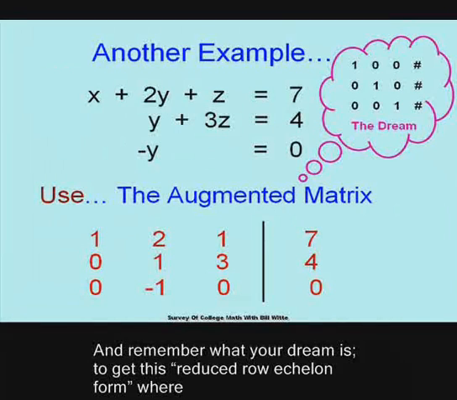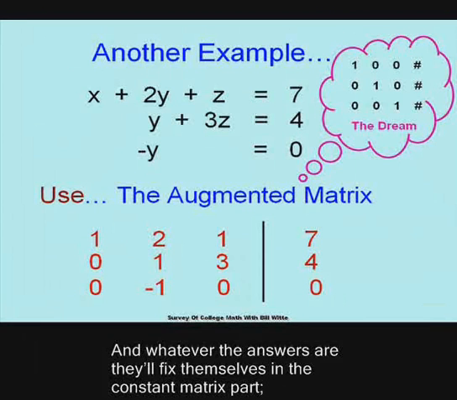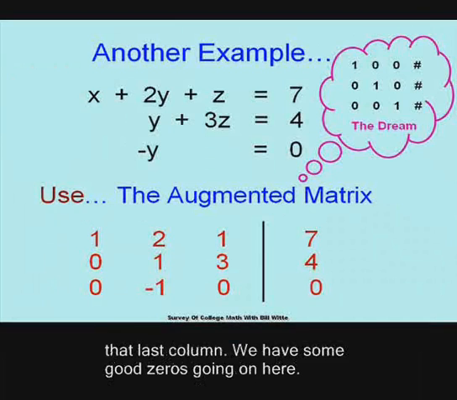Now remember what your dream is. It's to get this reduced row echelon form where you have diagonal 1s and the rest zeros in the coefficient part, coefficient matrix, and whatever the answers are, I'm not going to worry about them. They'll fix themselves in the constant matrix part. Okay, that last column.